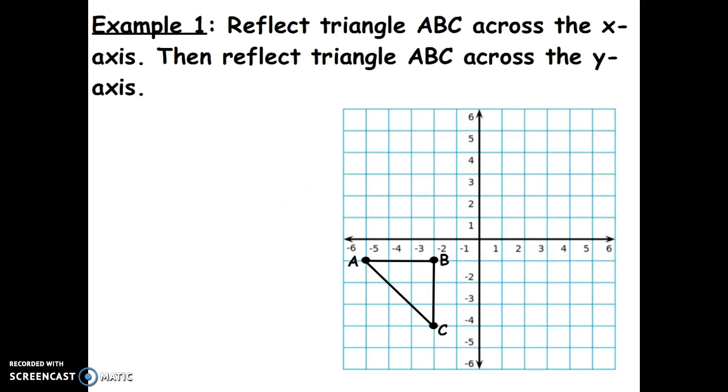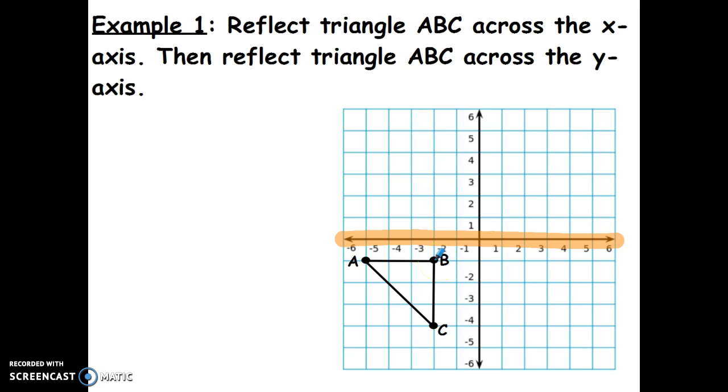Example 1. Reflect triangle ABC across the x-axis, then reflect triangle ABC across the y-axis. So, let's take a look at where that x-axis is located. It's very important that you know the difference between the x-axis and the y-axis. When you think x, always think left to right. So here is our line of reflection. So, to reflect this figure across the x-axis, we're just looking in the mirror.